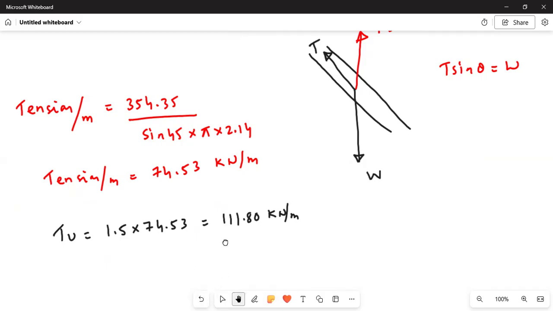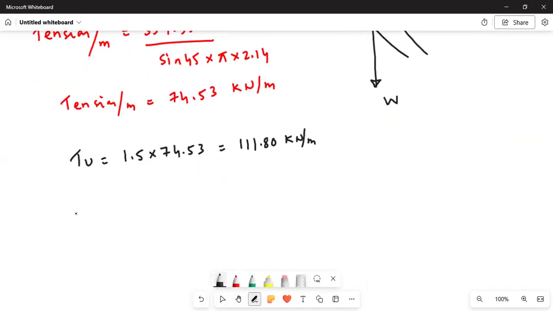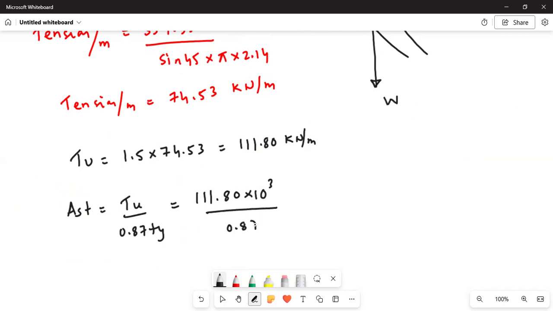Okay. So from this, we can find the AST. AST, we know the formula. AST for the tension is TU divided by 0.87 FY. This is coming as 111.80 into 10 to the power 3 divided by 0.87 into 415. This is equal to 309.65 mm square. Okay, which is greater than AST minimum. So what is AST minimum here? AST minimum here is 168. So whatever reinforcement we have gotten should be greater than the minimum reinforcement. Then we can take that reinforcement.